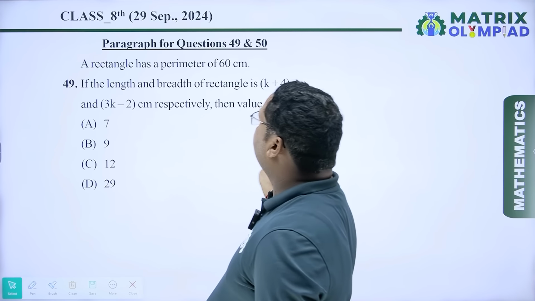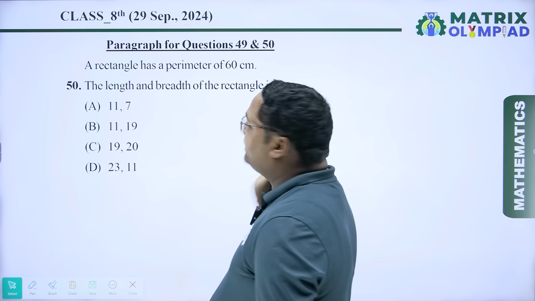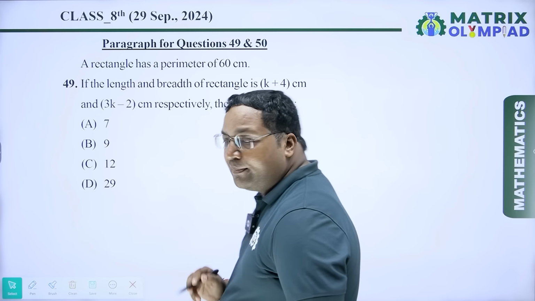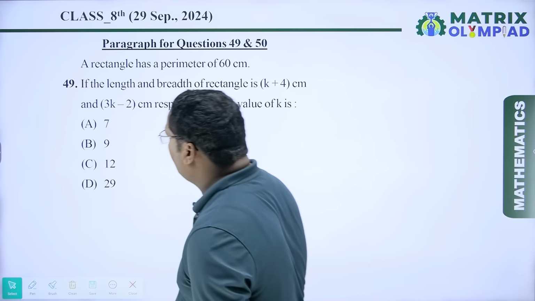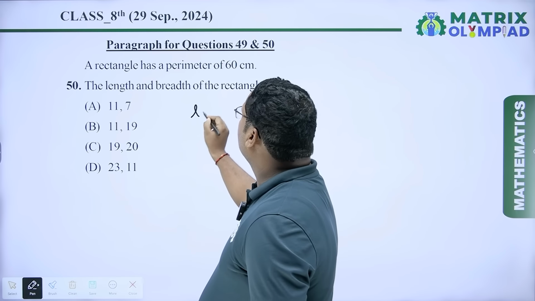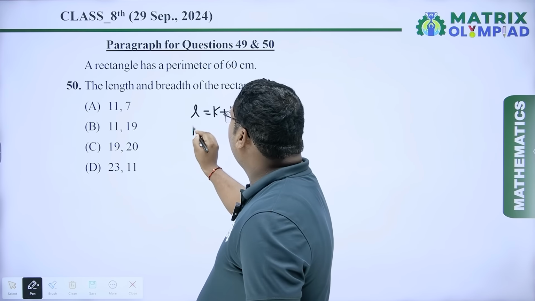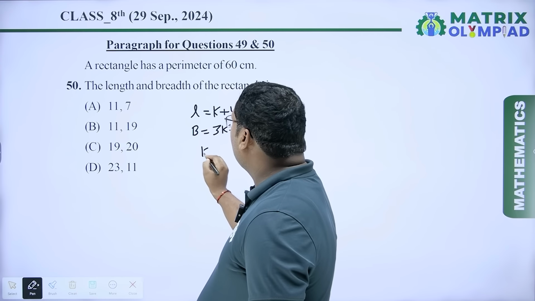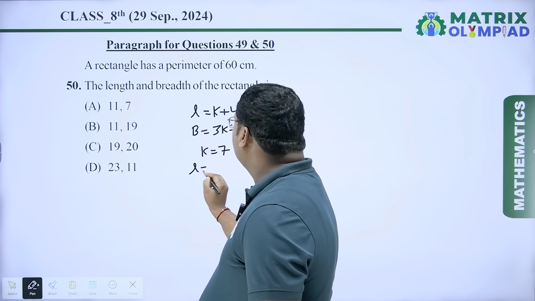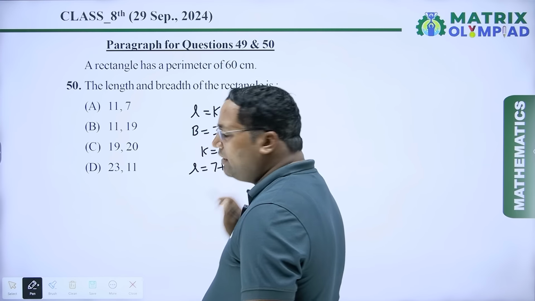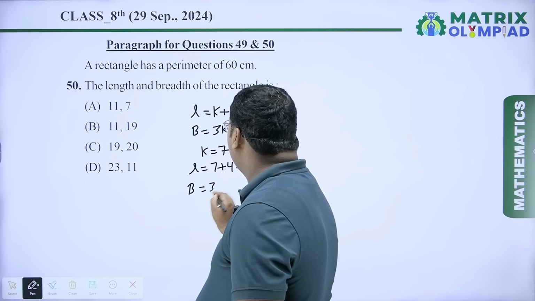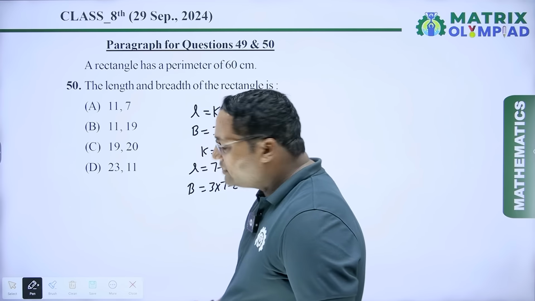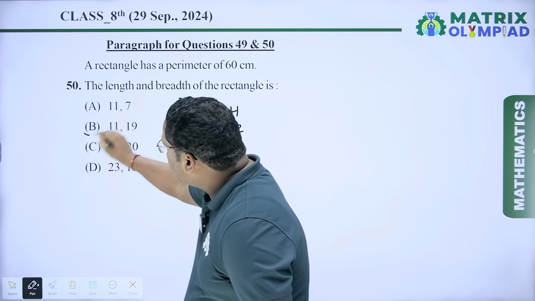Now coming to the last question. The length and breadth of the rectangle is, we know the length is K plus 4 and breadth is 3K minus 2. In the previous question we calculated the value of K, that is equal to 7. So length is 7 plus 4 is equal to 11, and the breadth is 3 into 7 minus 2, 7 3s are 21, 21 minus 2 is 19. So length is 11 and breadth is 19. So the option number is B.